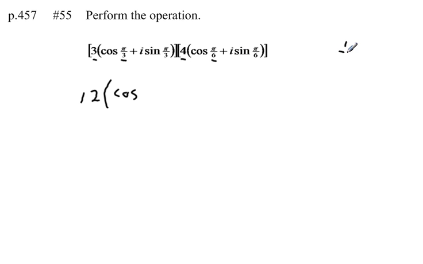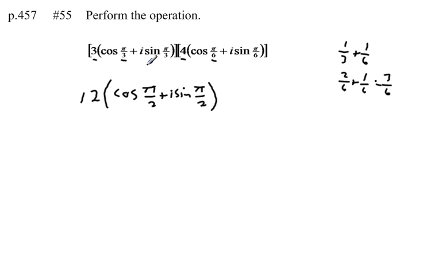Just on a note over here, I'm going to write 1/3 plus 1/6. To add these I need a common denominator, so this will be 2/6 plus 1/6, which is equal to 3/6, which is equal to 1/2. So pi over 3 plus pi over 6 is equal to pi over 2, plus i times sine, and this next angle will be the same, of pi over 2. So right there is the answer I get when I multiply these two complex numbers.